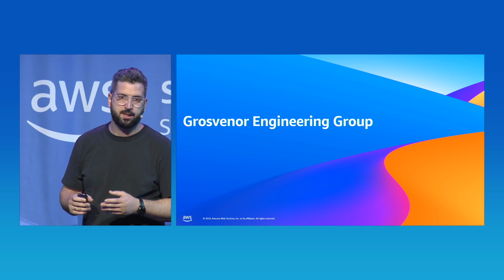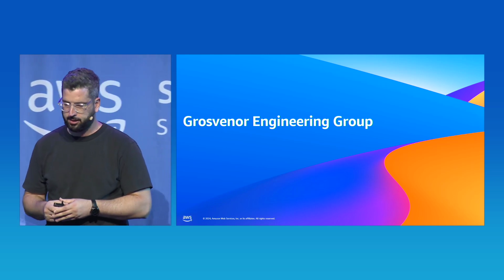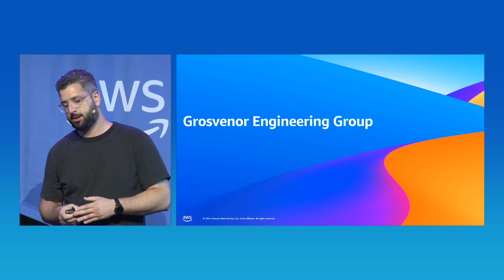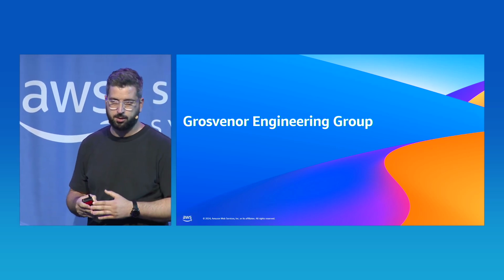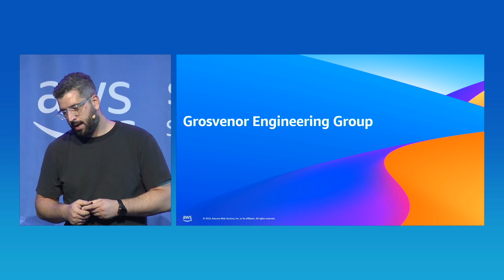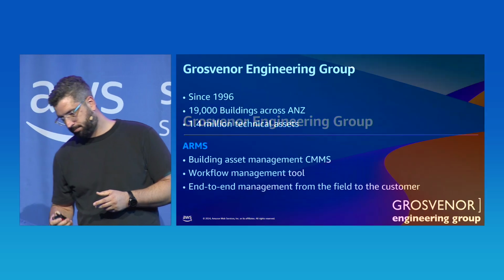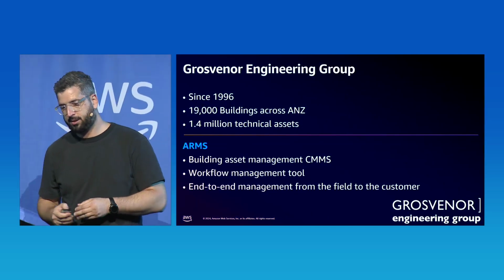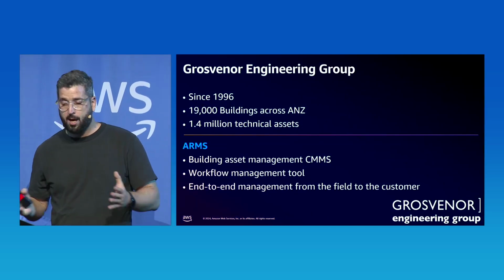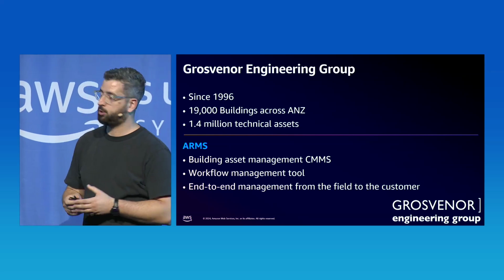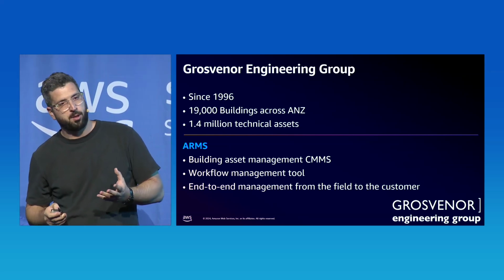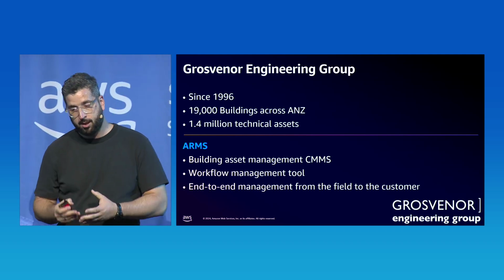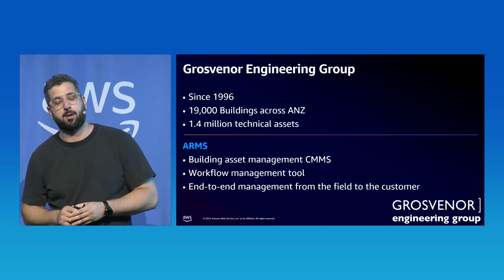So we started our journey at Grosvenor in 1996, looking after technical assets in buildings, and currently looking after some of the largest property portfolios in Australia and New Zealand. So for us, we believe in proactive and data-driven maintenance when it comes to HVAC and fire systems. Our philosophy is to fix the roof before it rains, to deliver greener and sustainable buildings along with their outcomes.